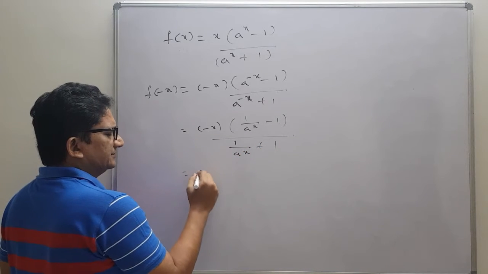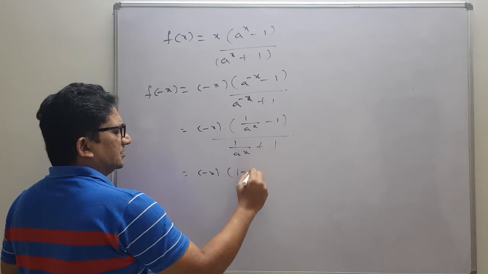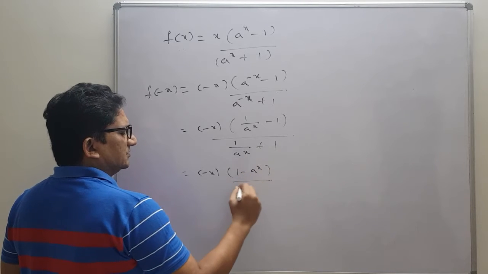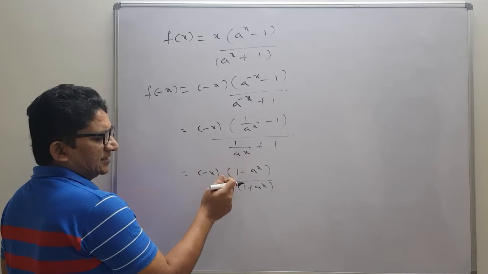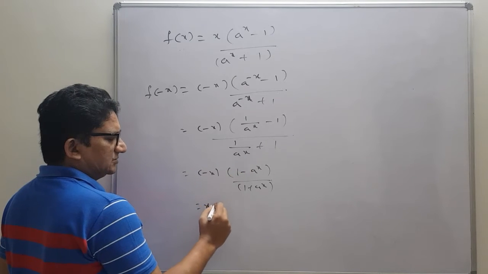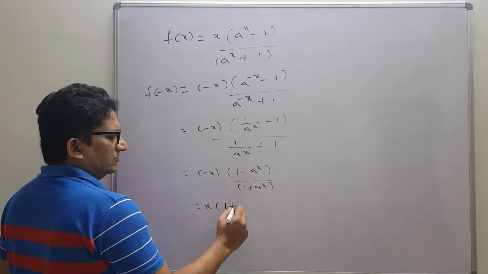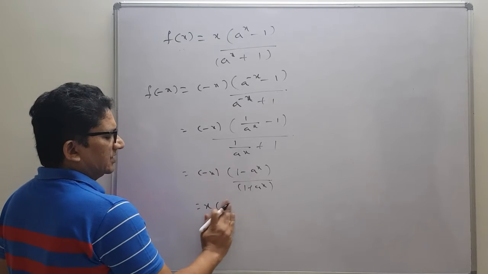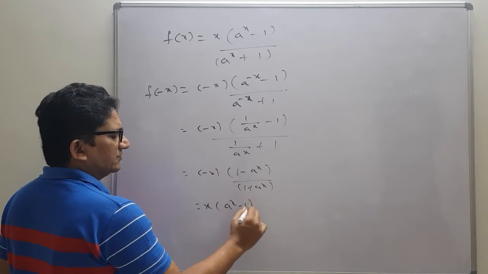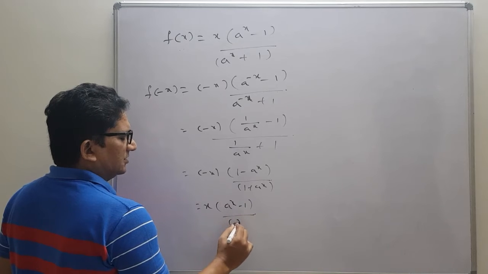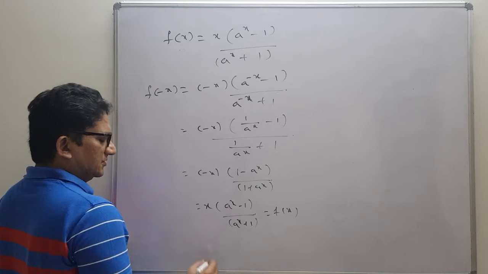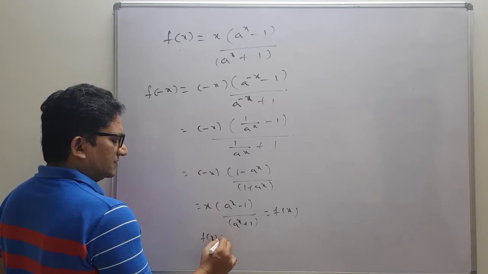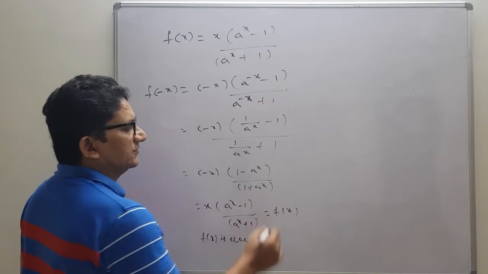So we'll take LCM. By taking LCM, we get (1 minus a to the power of x) divided by (1 plus a to the power of x). In the numerator we take minus common, so minus into minus is plus, so x into (a to the power of x minus 1) divided by (a to the power of x plus 1). It is the same as the original function. So therefore we can declare that f of x is an even function.